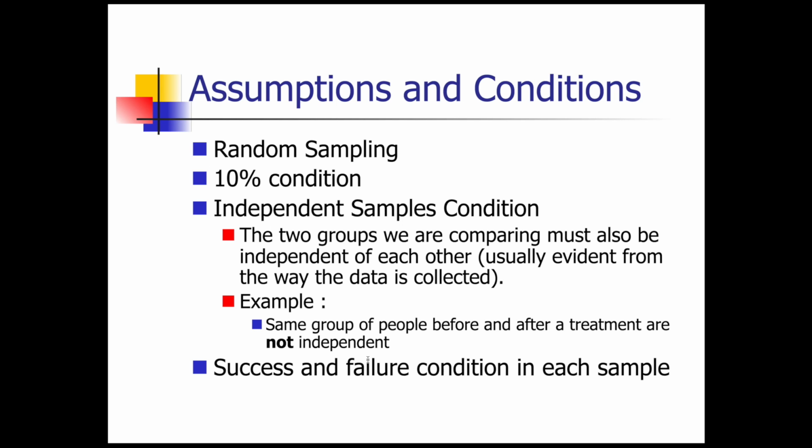Randomness, independence, the 10% condition, and success or failure all remain part of the process, except this time, where I checked for one sample last time, I'm going to be checking for two samples. Randomness just means were the samples taken in a random fashion. Sometimes they tell us this, sometimes they don't. If it's not mentioned in the paragraph, I have to assume that it is a random sample unless I have a reason to believe that it is biased.